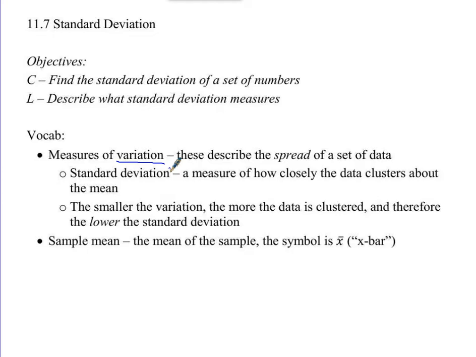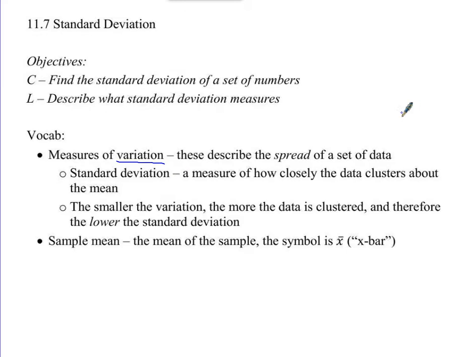If the data is very, very spread out, then you're going to have a large standard deviation. If the data is all very clustered very close together, you're going to have a very small standard deviation. So standard deviation measures the spread of the data. How spread out is the data? Standard deviation is a measure of how closely the data clusters about the mean.